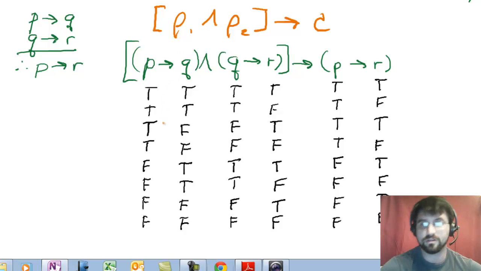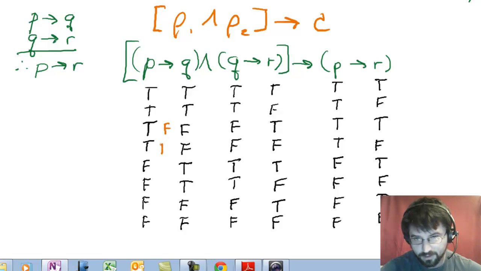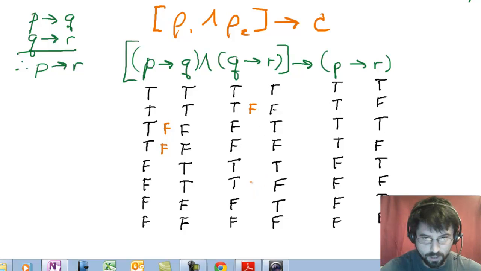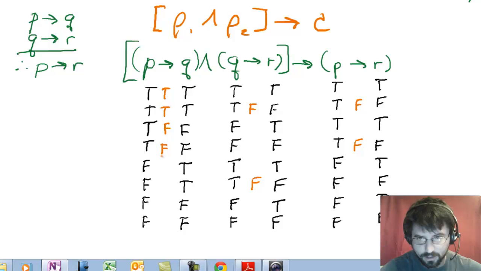A conditional is only false when true leads to false. So that happens here on this one. Happens here on this one and here. Happens there and there on that one. So the rest I can just fill in with trues.